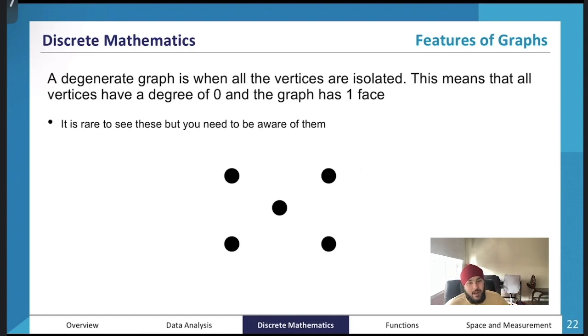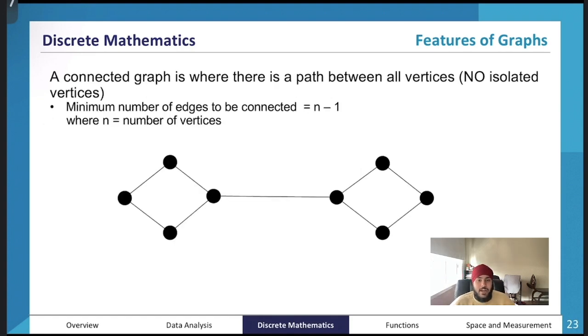Next, we have connected graphs. Connected graphs are graphs where a path between all vertices exists. So there's a path between all vertices. There are no isolated vertices. That's the main criterion for a connected graph. There are no isolated vertices.